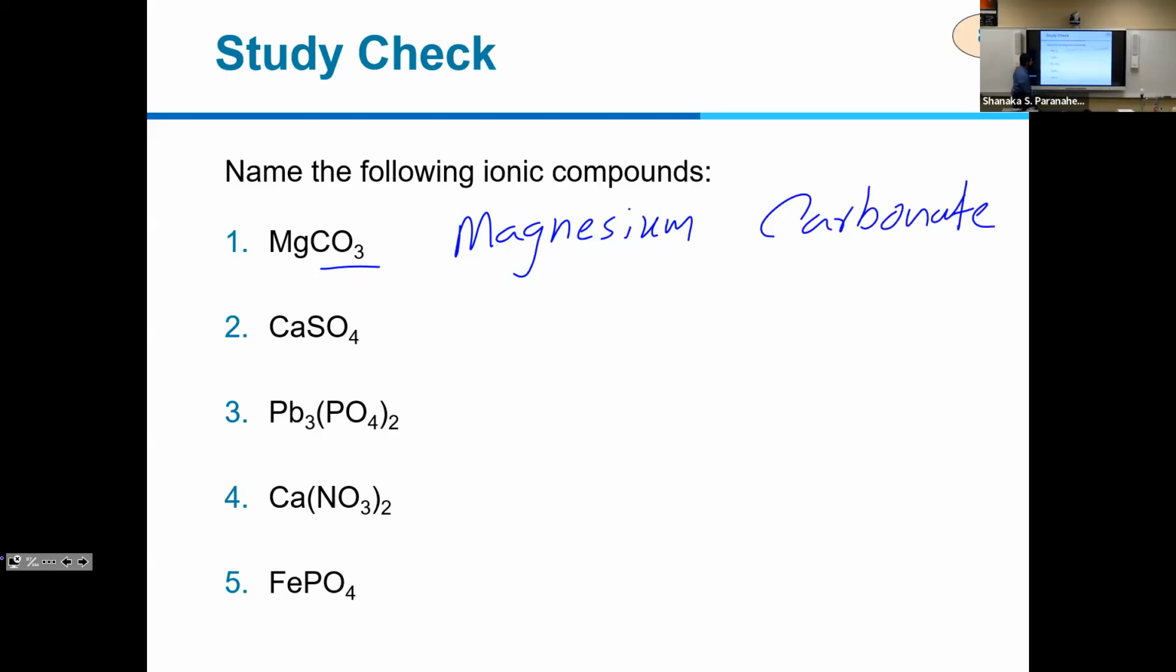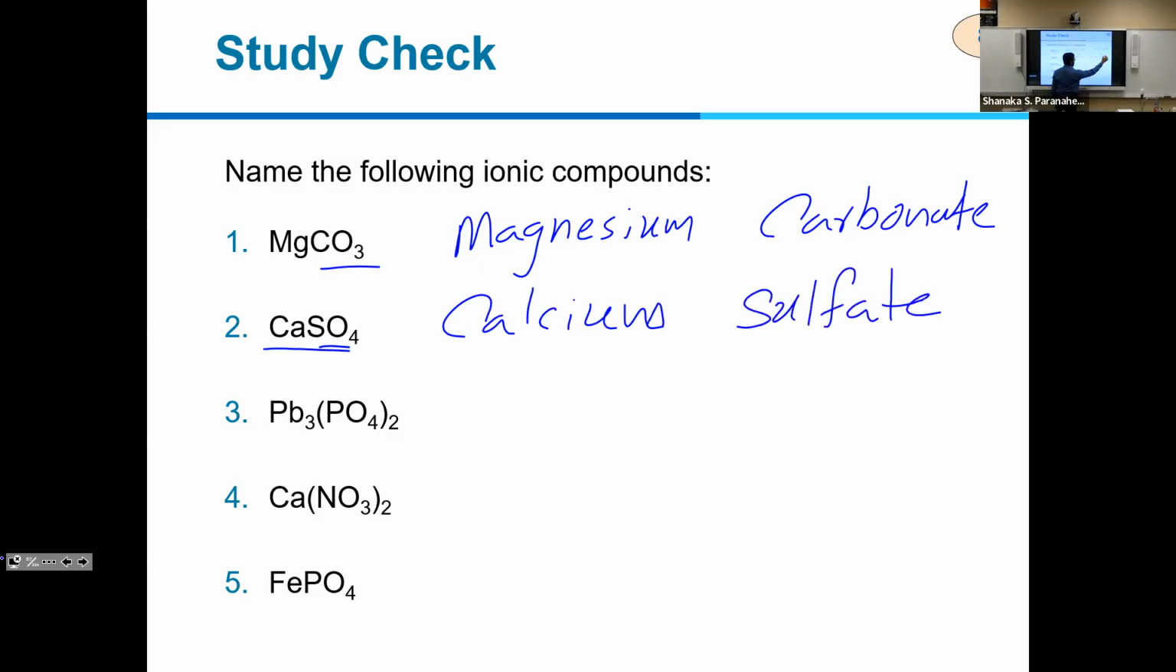Next one, same process. So metal, group 1 to group 3, that's calcium. And this is a group of atoms, that's sulfate. So name is calcium sulfate. Next one, lead. Lead is a metal. So let's go to the flow chart again.